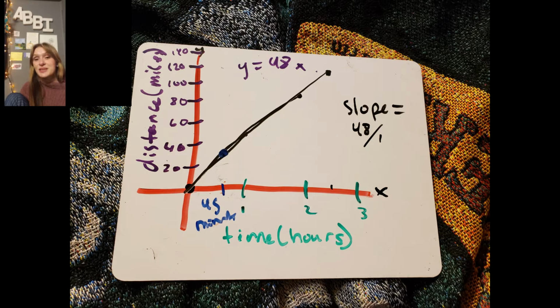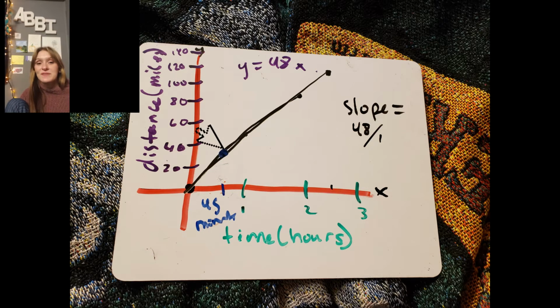So if we wanted to find the speed of the car at exactly 45 minutes, it would be fairly easy. All we have to do is find the slope of the line because slope is speed.